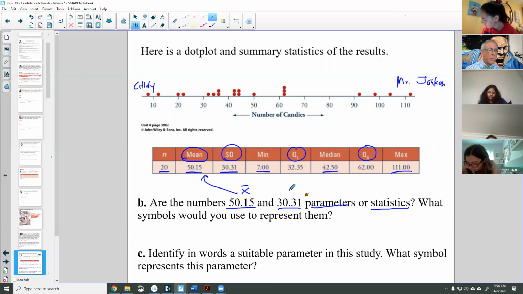Clara, what symbol do I use for this? If it's standard deviation, isn't that just S? Indeed it is. It's just S. So you guys are going to have to remember these symbols here. X bar is the mean for a sample, and S is the standard deviation for a sample. And these are statistics because they came from a sample.